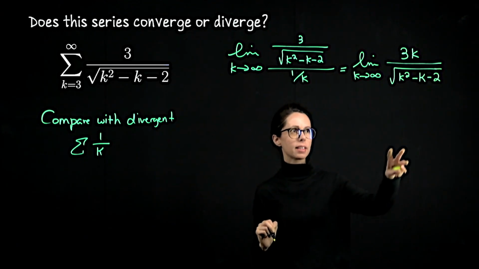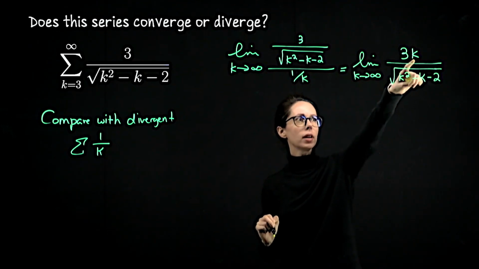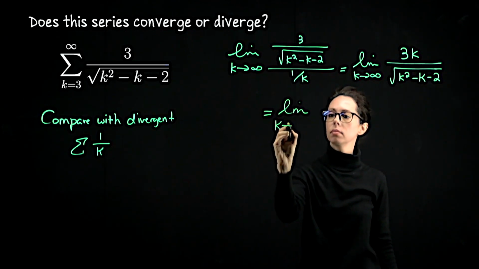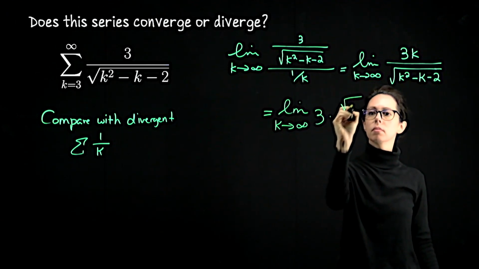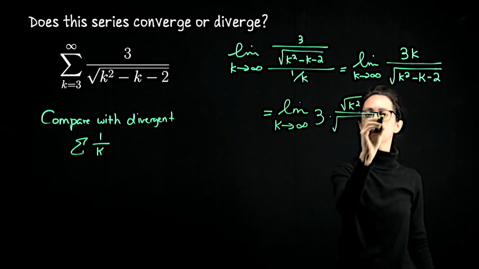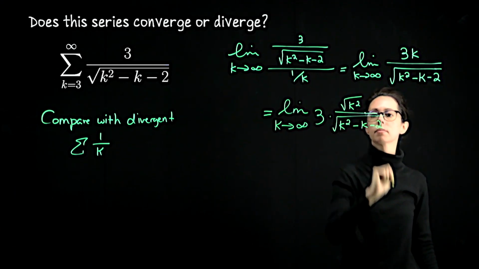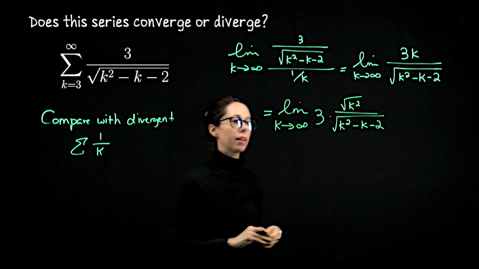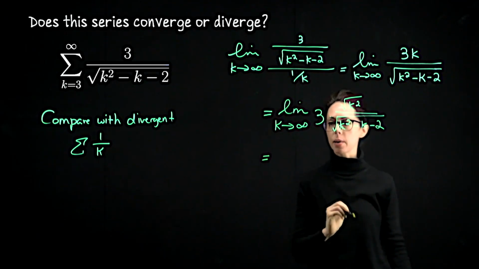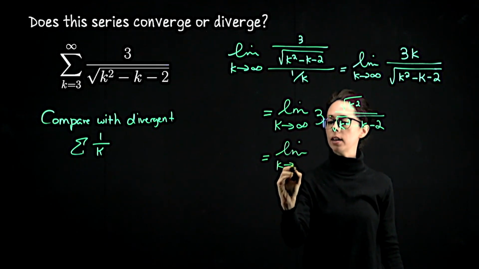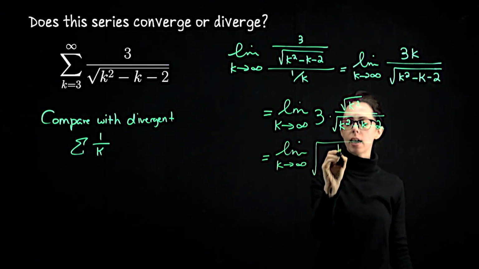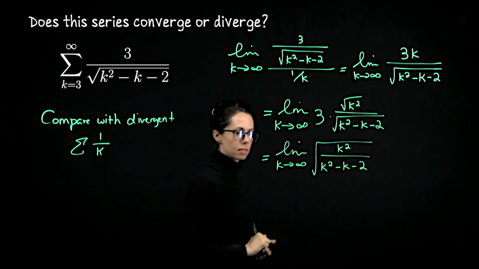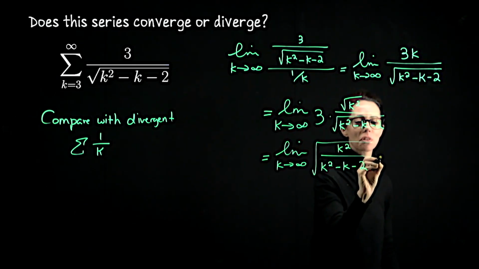How do we simplify this? I'm going to leave the 3 in front. I'm going to take k and write that as the square root of k squared. The quotient of square roots is the square root of the quotient, so I can put this together into the square root of a fraction that looks like k squared divided by k squared minus k minus 2. So this will be the limit as k goes to infinity of the square root of k squared divided by k squared minus k minus 2. I forgot the 3 times. I'll just write that over to the right. Okay.